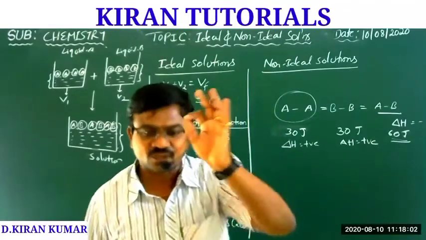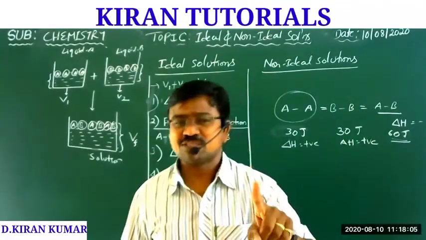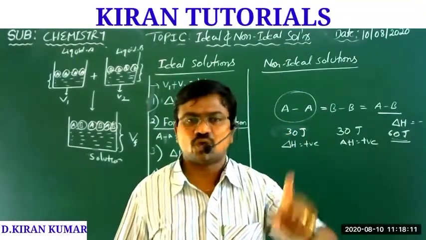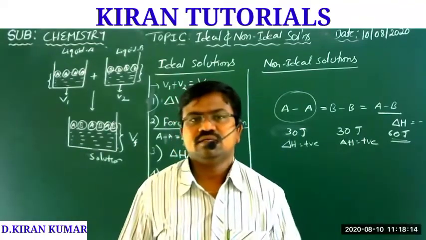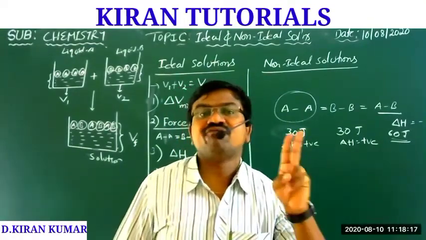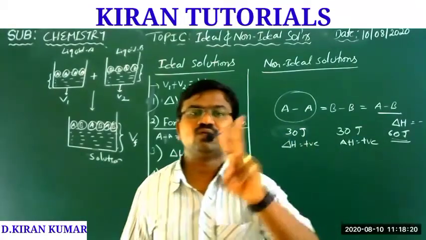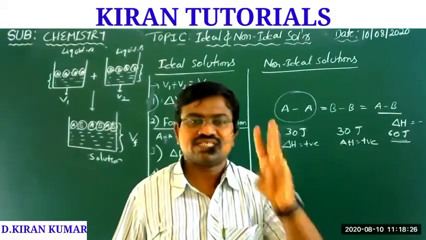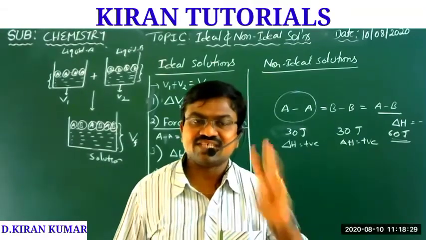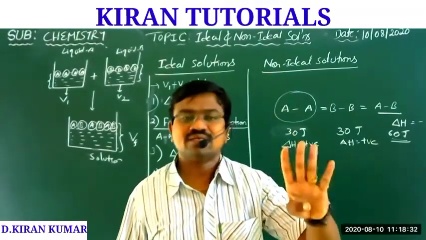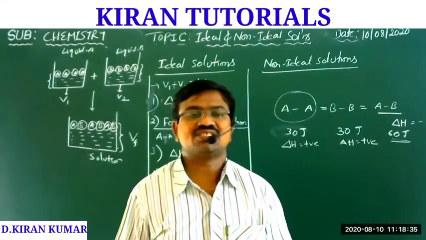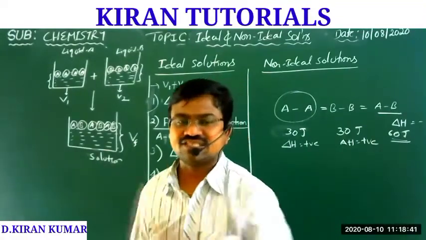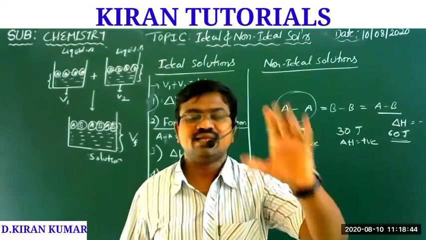If the solution is an ideal solution, the first point is that it follows Raoult's law at all concentrations and all temperatures. Second, delta V mix, the change in volume, is equal to 0. The third one, delta H, change in enthalpy, is equal to 0. And the fourth one, interactions: AA, BB interactions are equal to AB interactions. Then it is called an ideal solution.